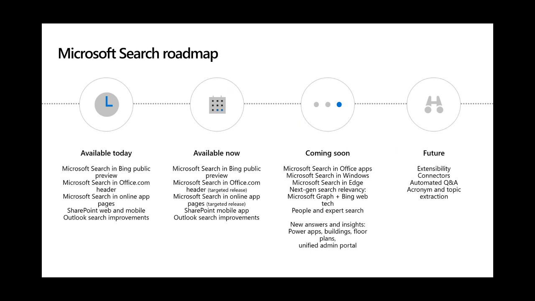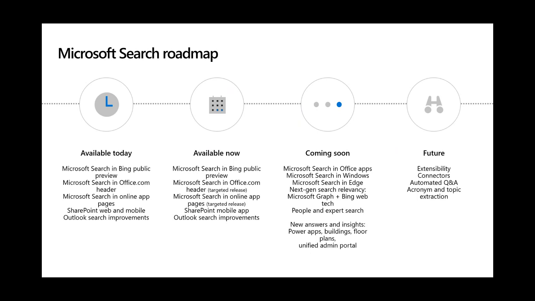On the search roadmap, the things that are available today are search in Bing, Office.com, the Office Online app pages, SharePoint Web and Mobile, as well as Outlook search improvements. And as I mentioned in response to one of the questions, you can simply go to the Admin Center today and activate the Microsoft Search experience.